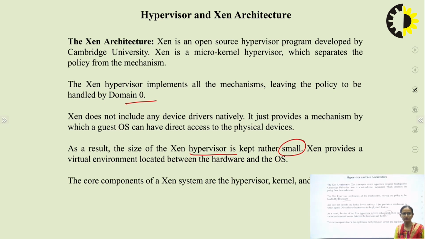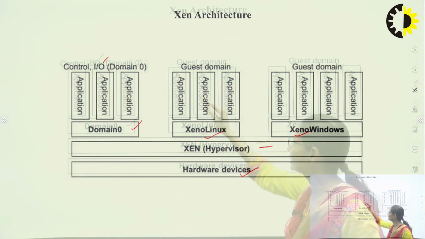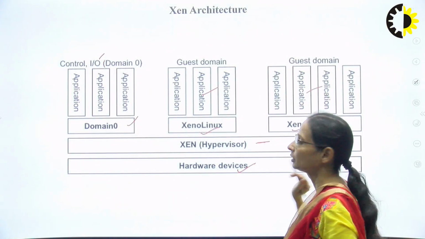The core components of XEN are hypervisor, kernel, and applications. That is, we have hardware devices, and on top of this we have the XEN hypervisor. Here we have domain 0, which is responsible for controlling your resources and input-output devices. Another component: when you install Linux, we have XenoLinux, and when installing Windows, we have XenoWindows. XenoLinux works with Linux based applications, and this is your Windows based system.